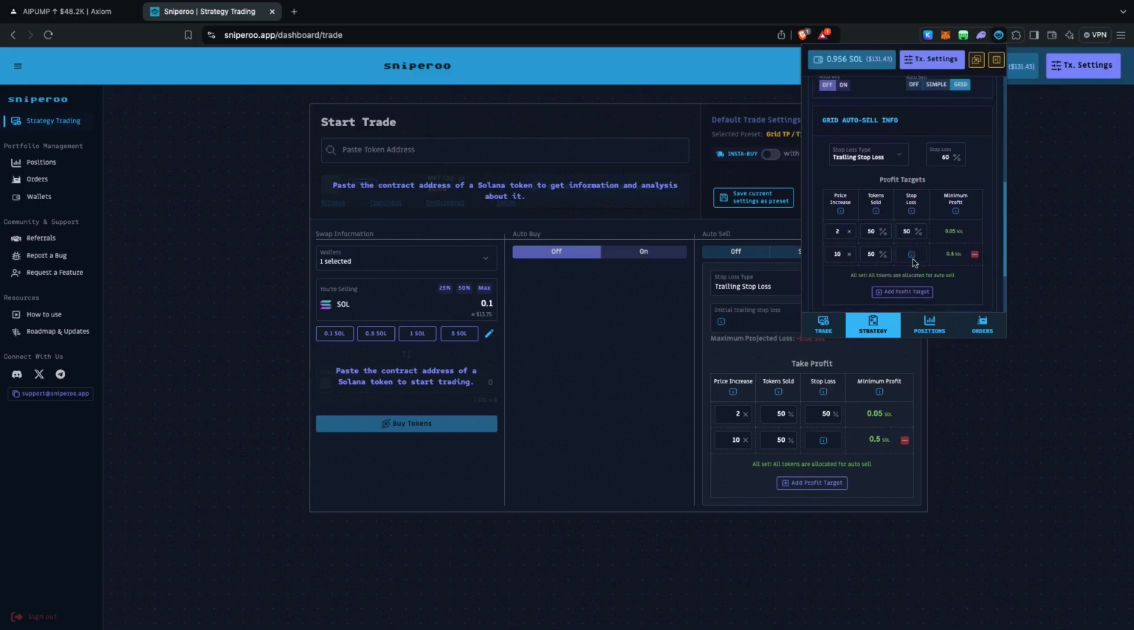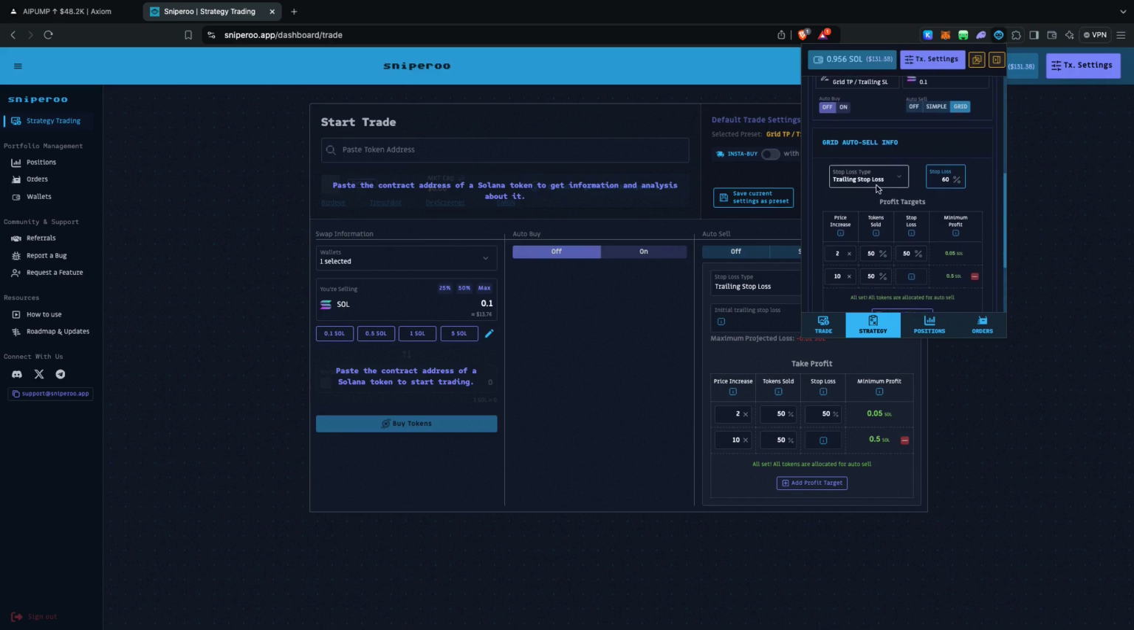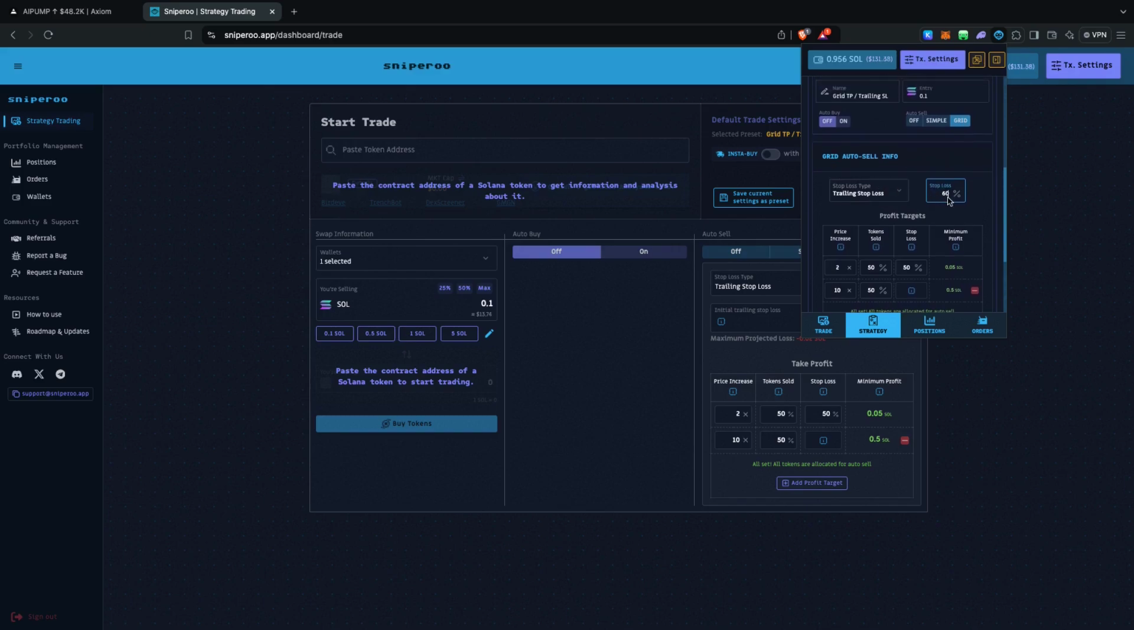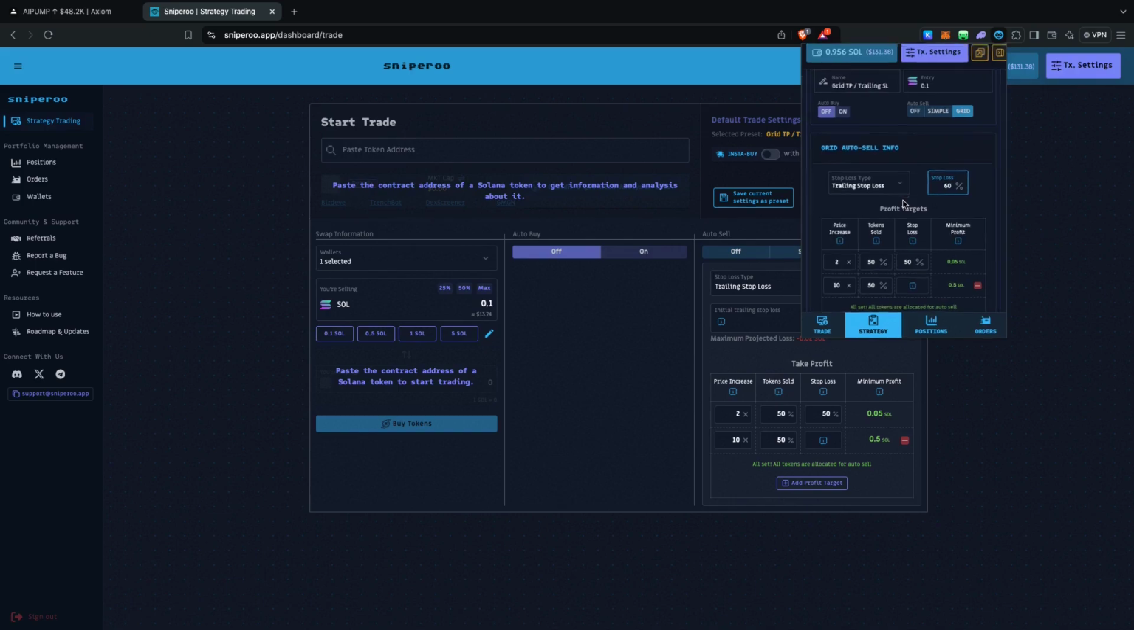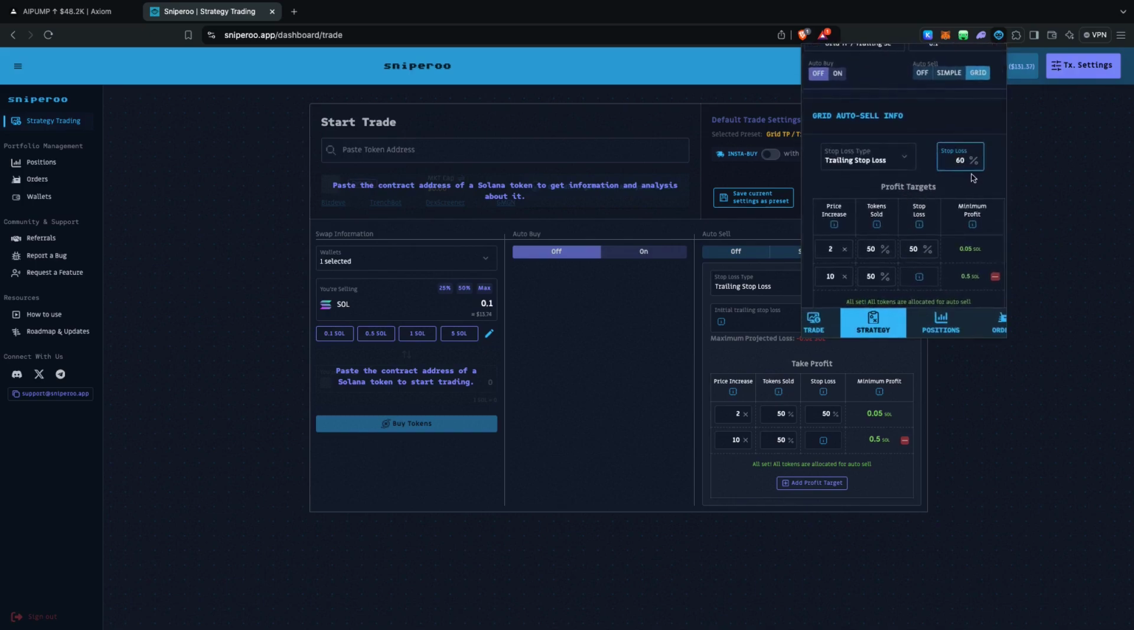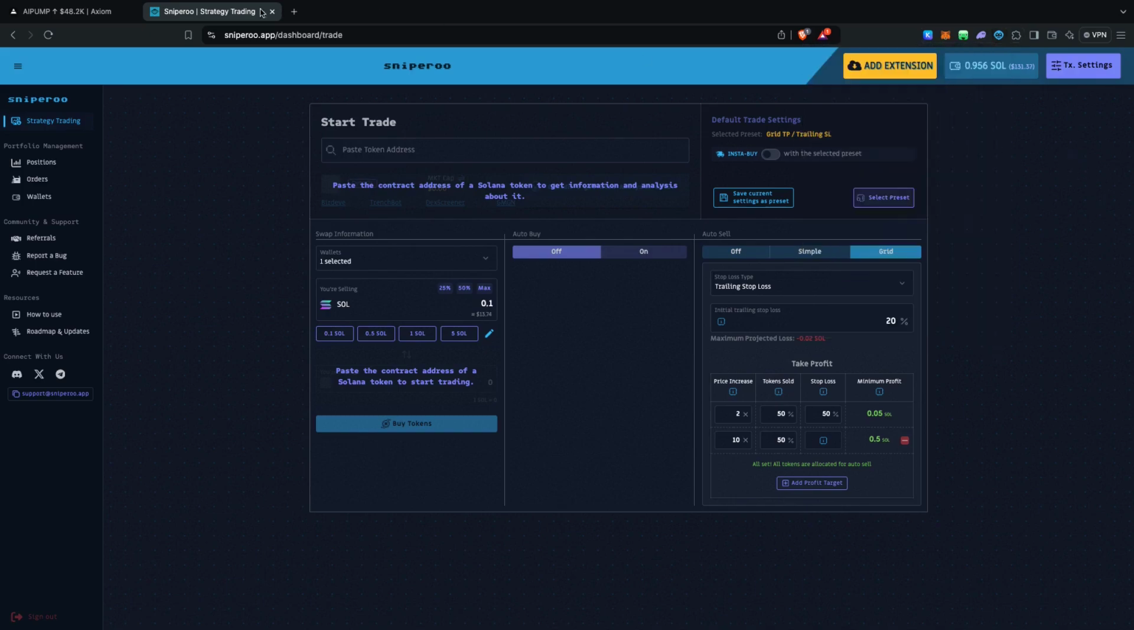Okay, so just pause my video and take a look at this. If you really want to be aggressive, you can always put your initial trailing stop loss at 20%, but that's going to trigger you out at minimal profit. So this is one of the reasons why my trailing stop loss is at 60%. So this is very important.